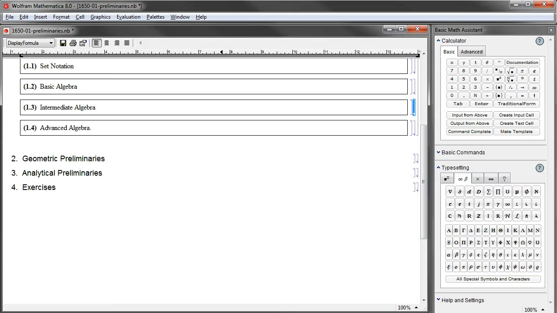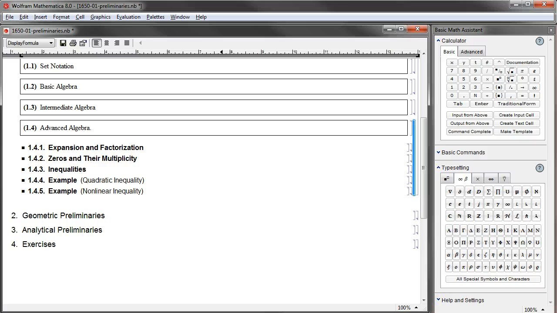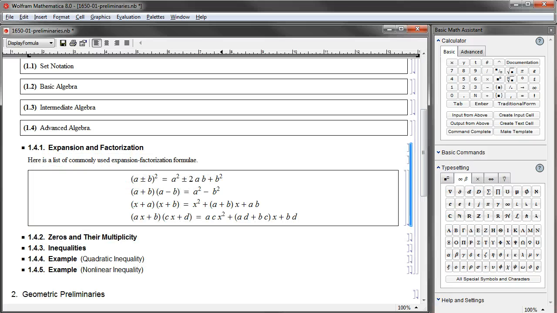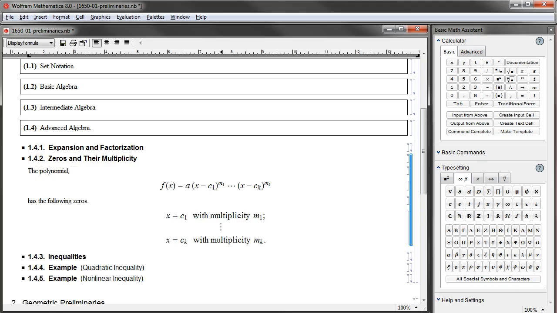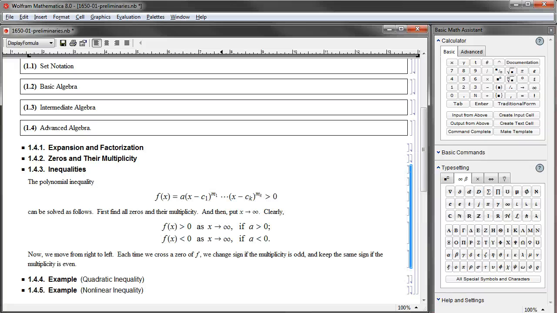Let's talk about a little bit of advanced algebra. Expansion of factors. Okay, this is something we discussed already. Zeros and multiplicity. Once you factor, these kinds of powers, m1, m2, those are called the multiplicity of the zeros x equal to c1, x equal to c2, all the way up to x equal to ck. Those are called multiplicities. And those play a significant role in solving a polynomial equation.